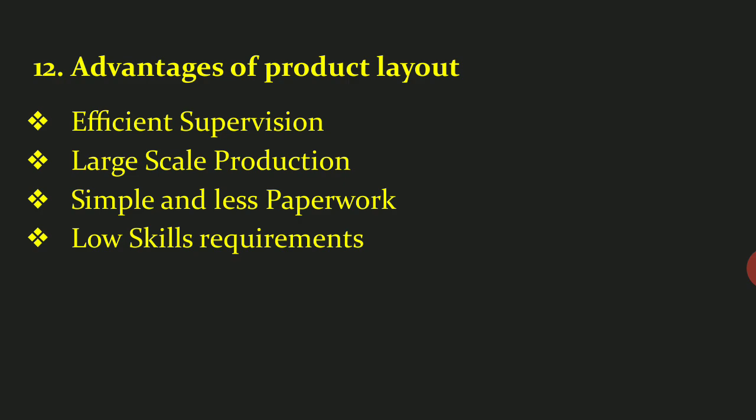Next, large scale production. Definitely product layout, and its speciality is that you can produce something in bulk. When you can produce something in bulk, you can have the economies of scale, you can utilize all the capacities in the best possible manner, and that helps to get the per unit cost down. That means large scale production can be done very easily. It is simple and less paperwork is required. It is simple because once the channel is set, once the production cycle is set, you don't need to change it every now and then.